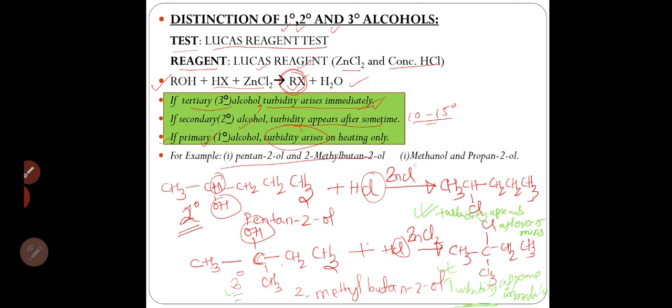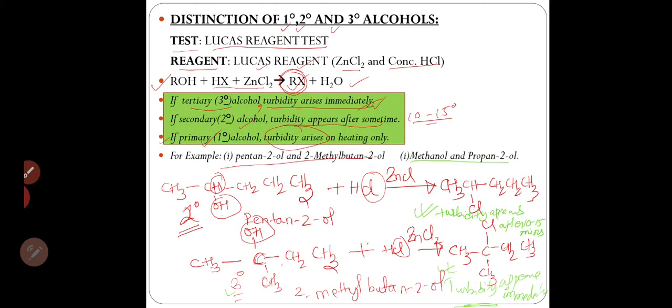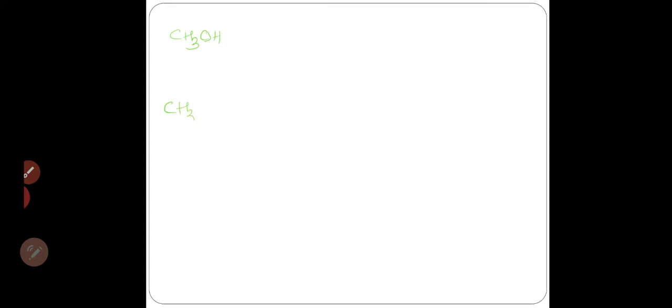Fine. Now next is methanol and propan-2-ol. Draw the structure. Methanol is CH3OH, and propan-2-ol is CH3, then CHOH, then CH3. Now the OH is attached to a carbon which has 3 hydrogens, so this is a 1 degree alcohol. And the OH is attached to a carbon which has 1 hydrogen, so this is a 2 degree alcohol.